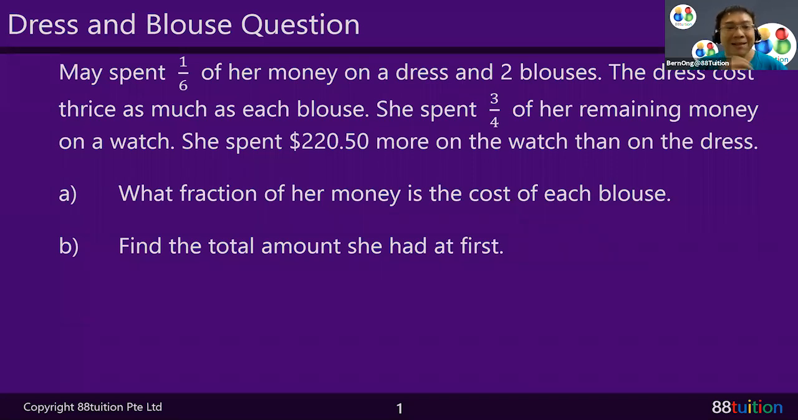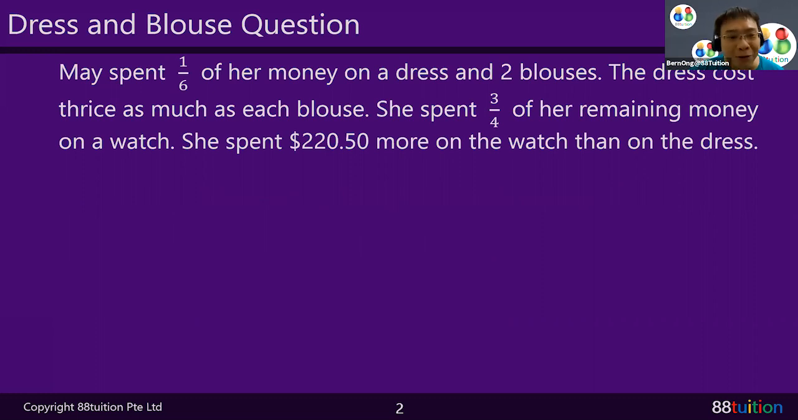Okay? This type of question, I like to do something called the branching method. All right, so the branching method gives me the overview. It gives me the summary of the entire paragraph, the entire question.